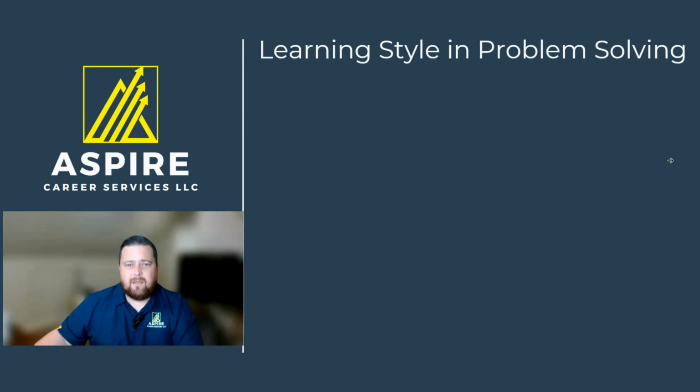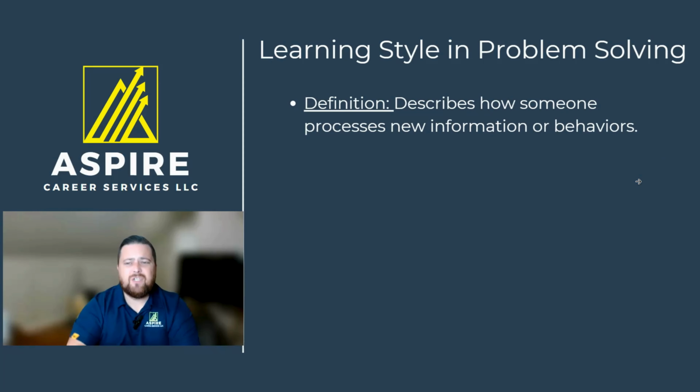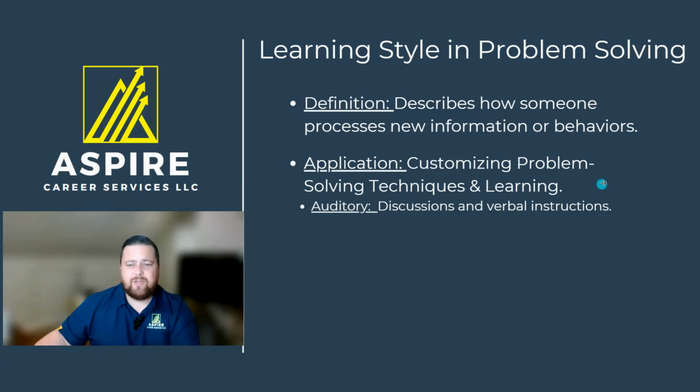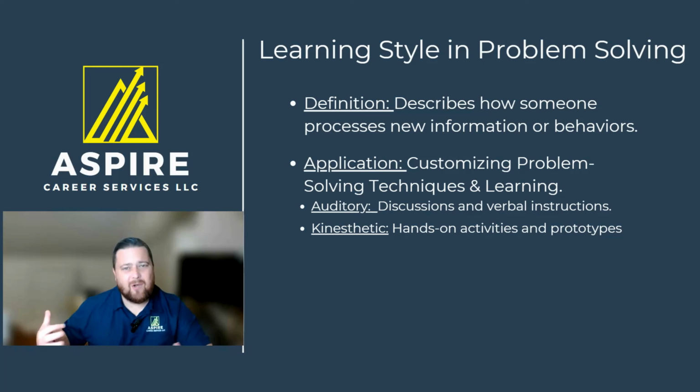All right. Up next is learning style and problem solving. This describes how someone processes new information or behaviors. You can apply that by customizing problem-solving techniques and learning based on their learning style. Let me show you what those learning styles are. The first is auditory: discussions and verbal instructions. This is someone who really wants to sit down and talk it out, right? Kinesthetic: hands-on activities and prototypes. These individuals want to take what they're hearing and seeing and actually put it into action in order to learn.